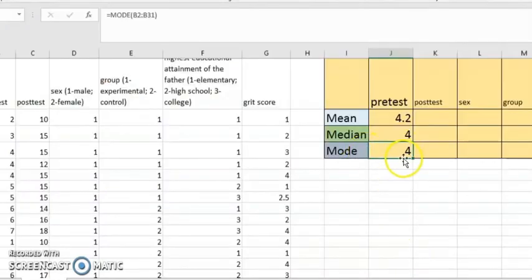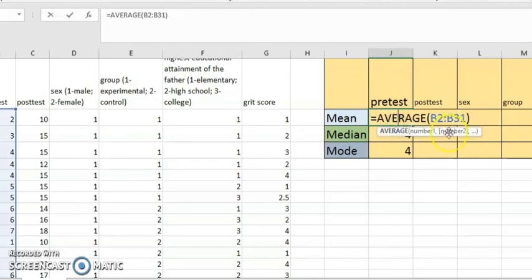Microsoft Excel can also be used to determine the measures of central tendency. For this example, I am going to use pretest to demonstrate to you how to solve the mean, median, and mode. Pretest is a scale variable, so all 3 measures of central tendency may be computed for this variable. For mean, I use the formula equal average, and then I just simply included in here the cells that contain the pretest scores. Median. This is the formula. Equal median, open parenthesis, B2 colon B31, close parenthesis, wherein these cells contain the pretest scores.